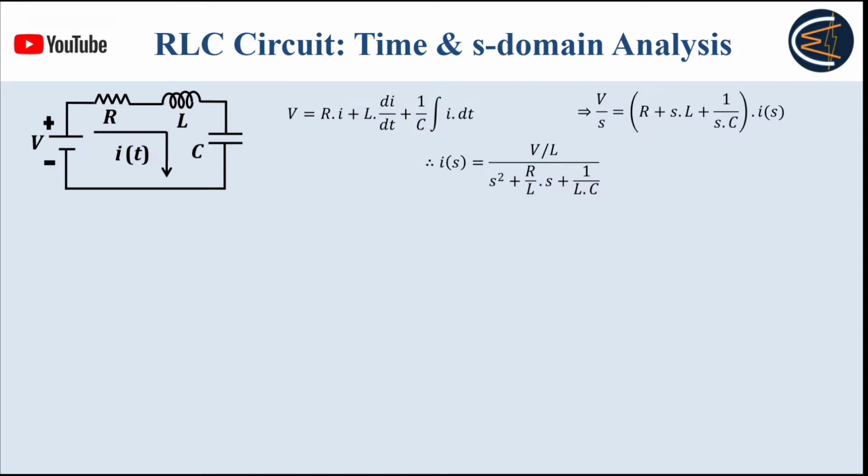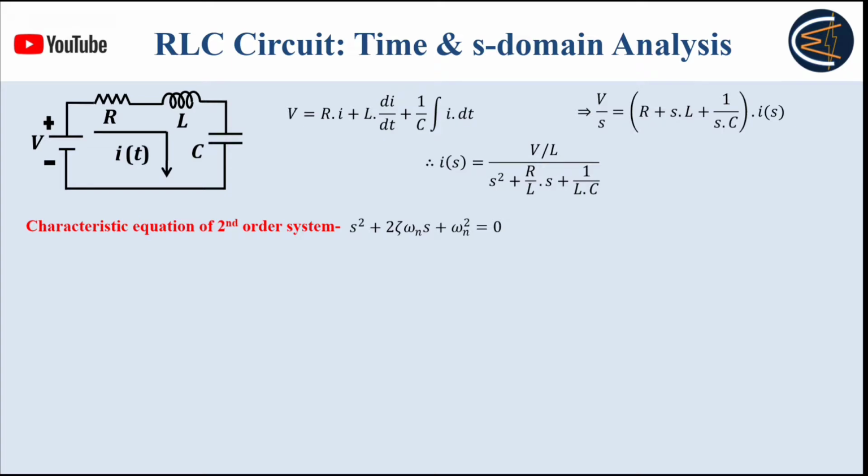And now for further analysis we need to discuss the characteristic equation. As you all know, in control systems the standard form of the characteristic equation for a second order system is this, that means s square plus 2 zeta omega n s plus omega n square equals 0, where zeta is the damping ratio and omega n is the natural frequency.